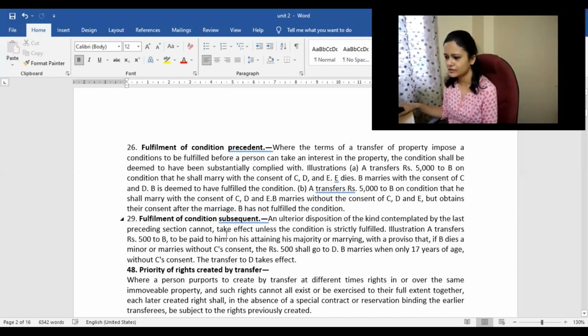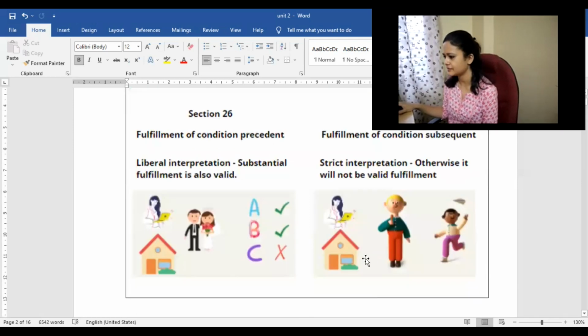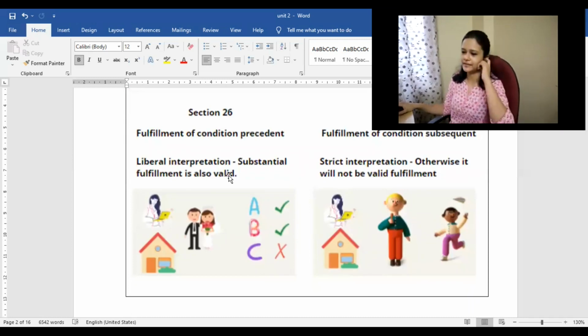So with regard to a condition subsequent, the money is to be paid to him on his attaining majority or marrying, but with a proviso that if he dies as a minor or marries without the consent of C, then the 500 shall go to D. B marries when he was only 17 years of age without consent. The transfer to D takes effect. So what is happening here? This case we will understand with the help of this example.